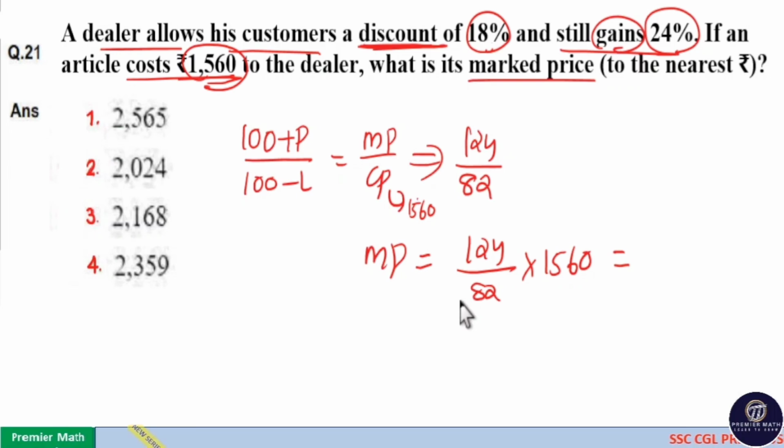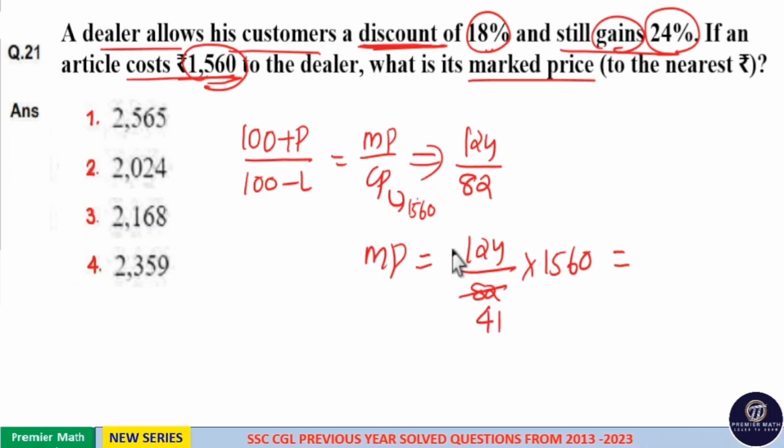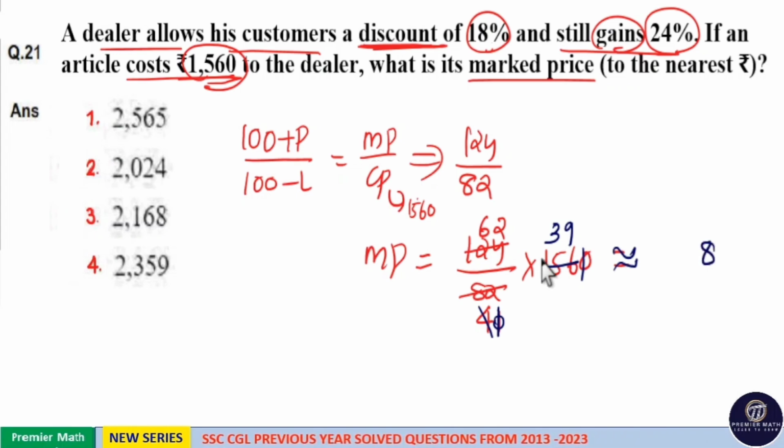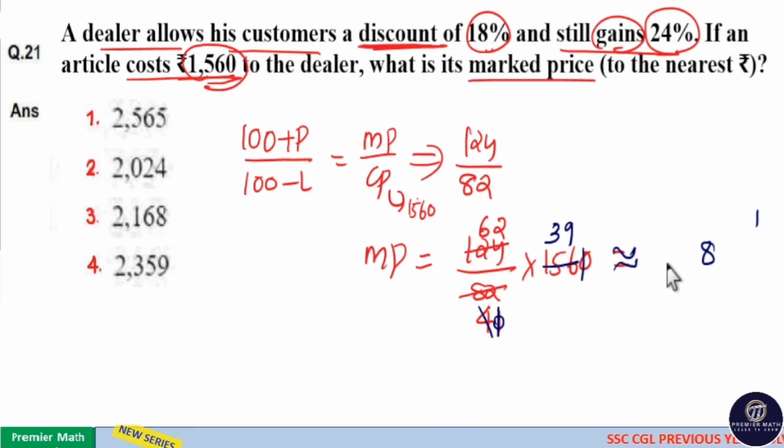Now 2 goes 41 times in 82, 2 goes 62 times in 124. Now if I consider this as 40, 0 cancel. Now 4 goes 3 times in 15, remaining 3. 4 goes 9 times in 36. So this is 39. 62 into 39. This is a round value. 9 into 2 is 18. Remaining 1. 2 into 3, 6 plus 9 into 6, 54. 54 plus 6 is equal to 60.